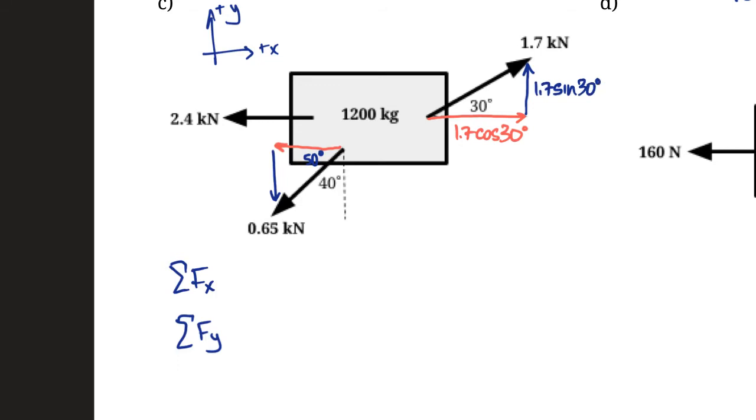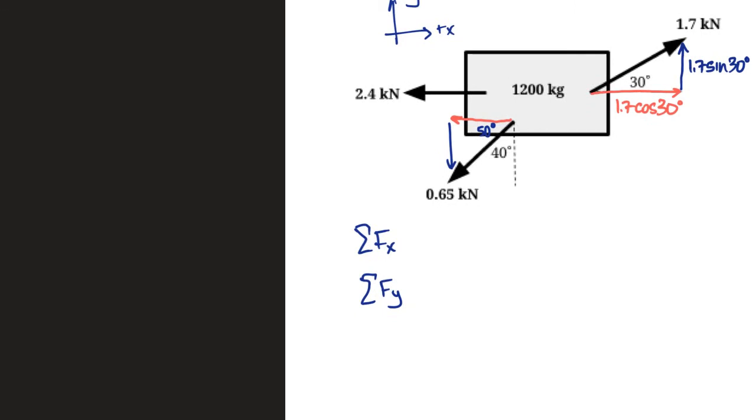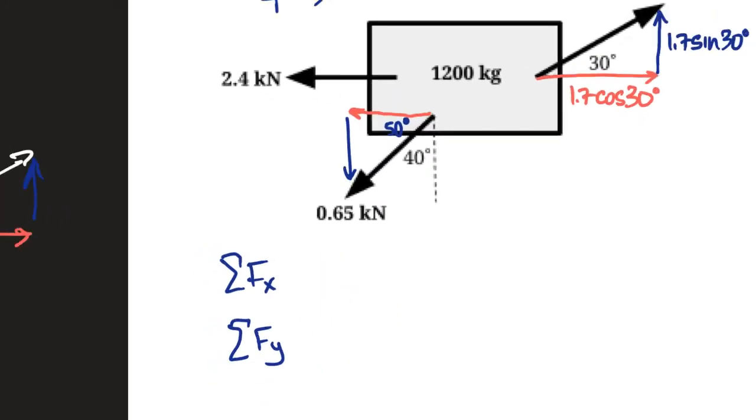If you're confused about that, I would go back and review the lessons on the component method, but you can also just draw a little triangle for yourself. If you draw a little triangle and do the trig, like sine is opposite over hypotenuse, cosine is adjacent over hypotenuse, with your angle of 30 degrees in here, you should see why this is 1.7 cos 30 and why this is 1.7 sine 30. So anyways, you try that yourself if you're not sure how to do it.